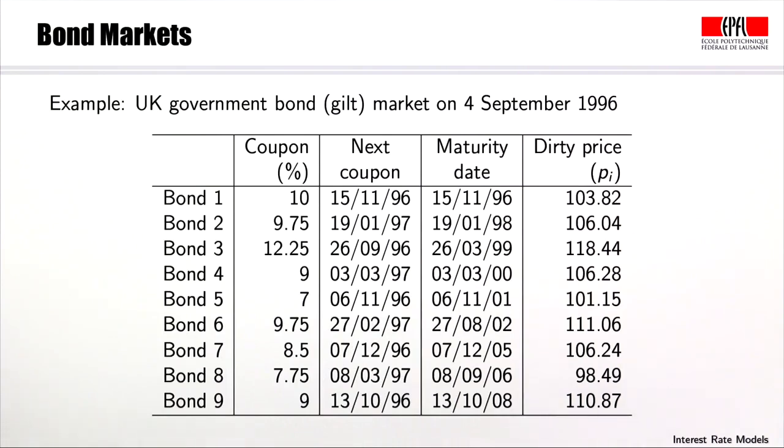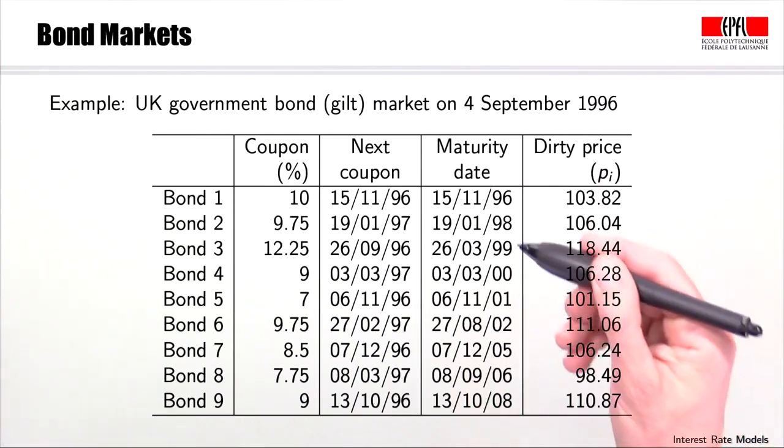We also see from that table that bond number 1 is the soonest to mature bond. The next coupon date coincides with its maturity date. So there is only one cash flow left for this bond. UK government bonds have semi-annual cash flows. So bond number 2 has 3 cash flows left, and so on and so forth.